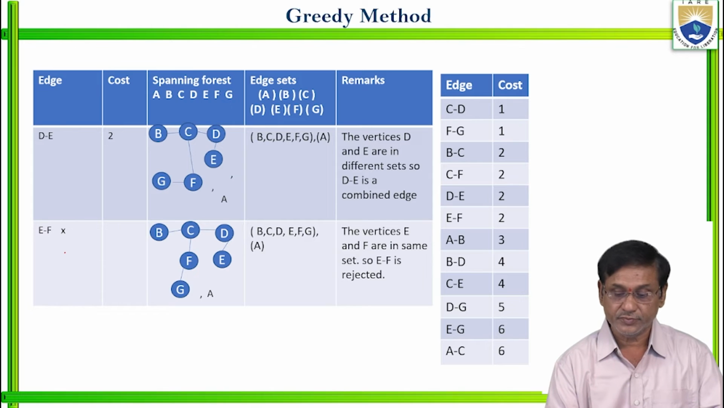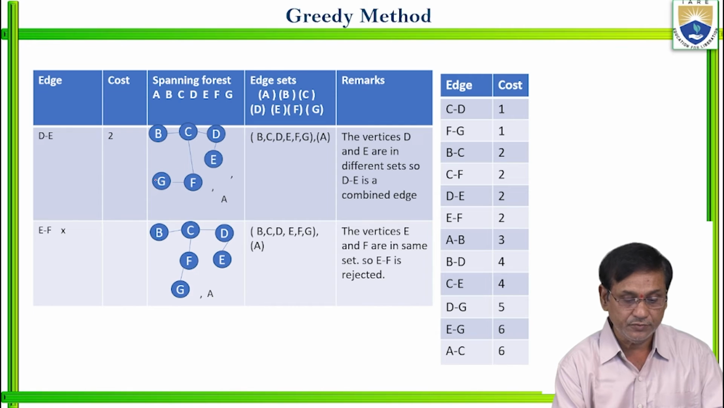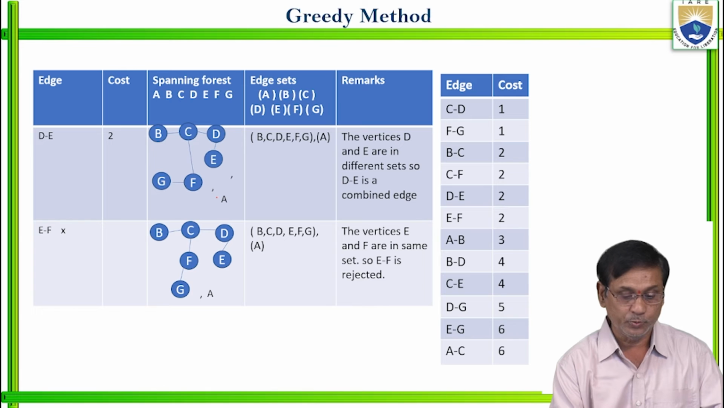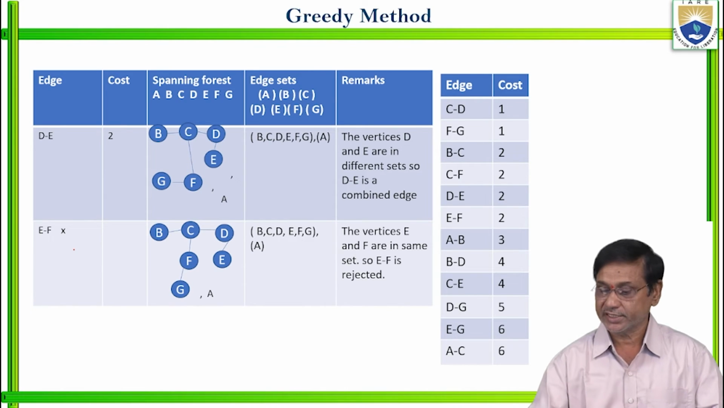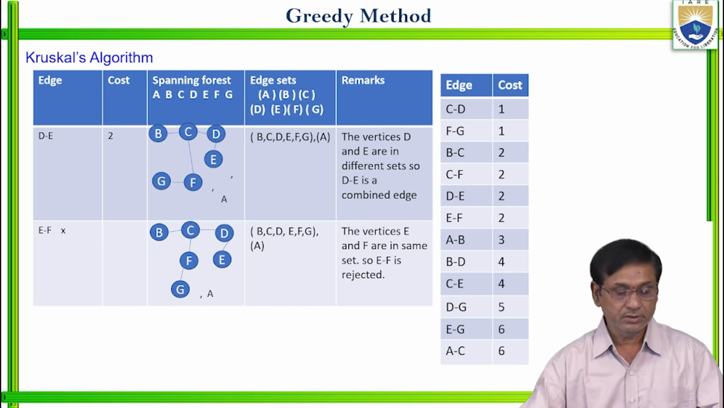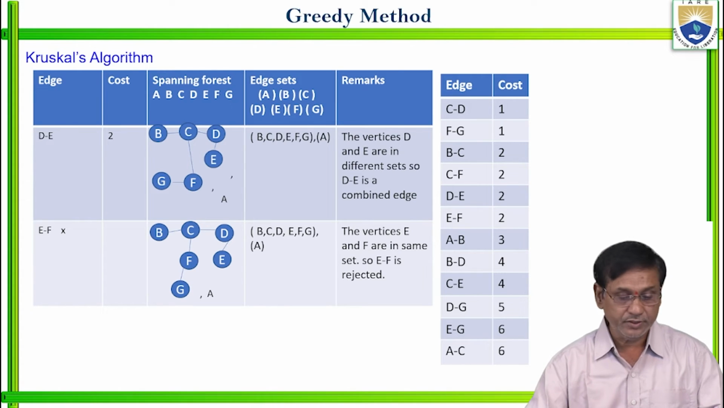Next, EF. Now you consider EF. If you join E and F, the loop is forming. That means CDEF is a loop, so you should not consider the edge EF, because the vertices E and F are in the same set. So EF is rejected. Why is EF rejected? The loop is forming, or the vertices E and F are in the same set. So DE is over, EF is over.